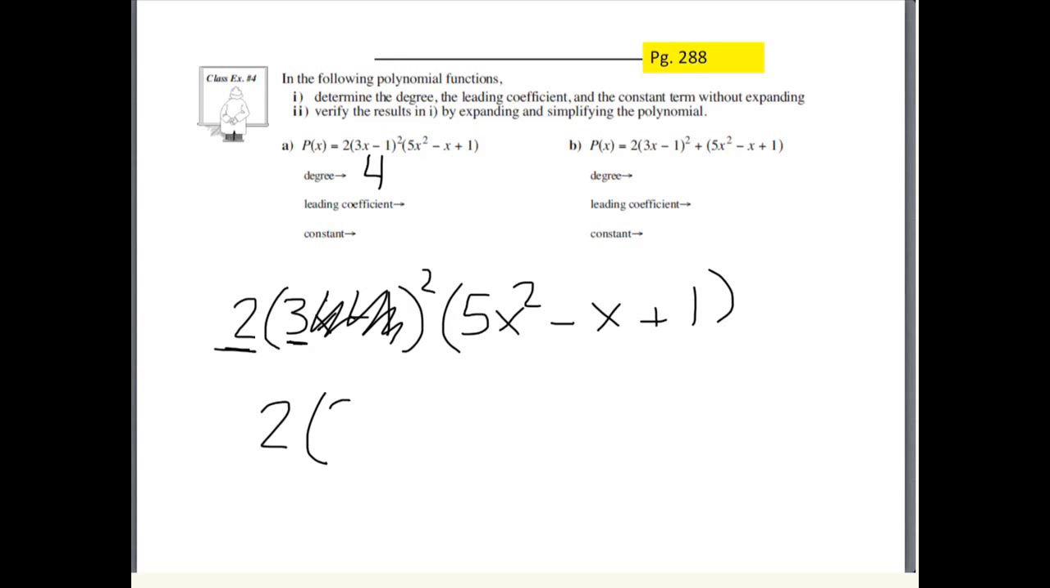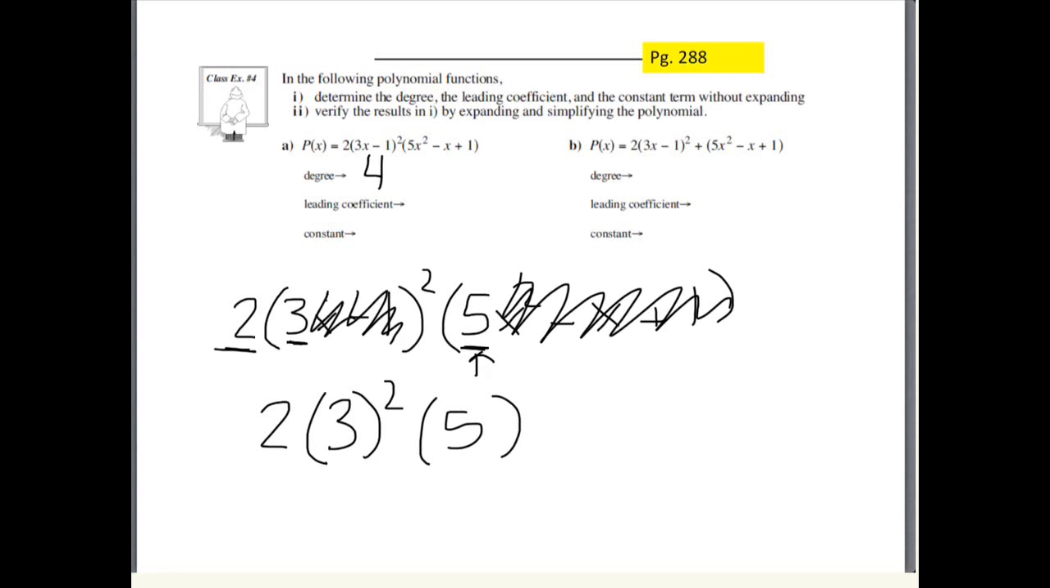When we scrunch this down, it's going to be 3 to the power of 2. In the next set of brackets, the only coefficient that matters is the one in front of the x squared. In this case, it's going to be that 5. So you can bring that out as well. The rest of this stuff does not matter. So we've got 2, and then we've got 3 to the power of 2, and we've got 5, and these are all being multiplied together.